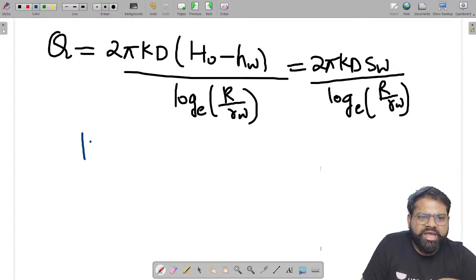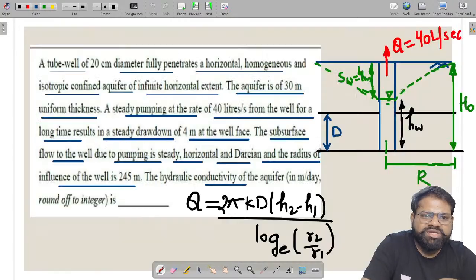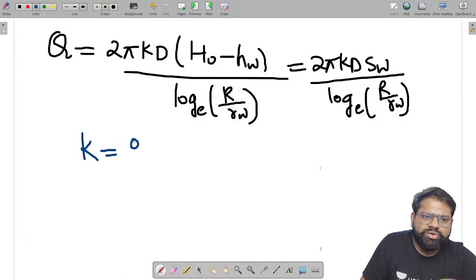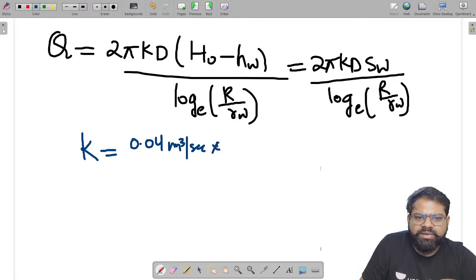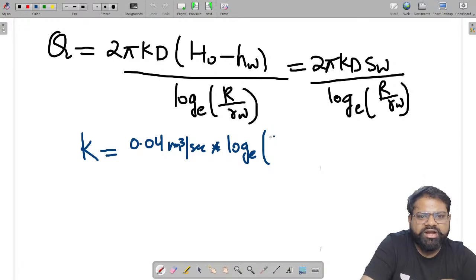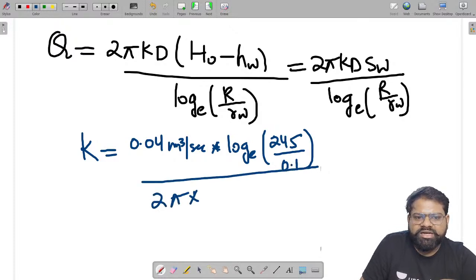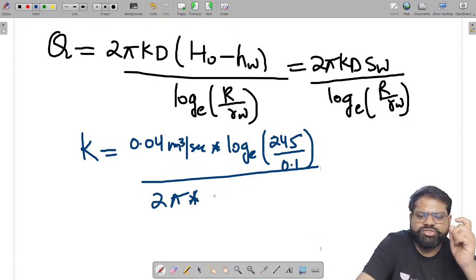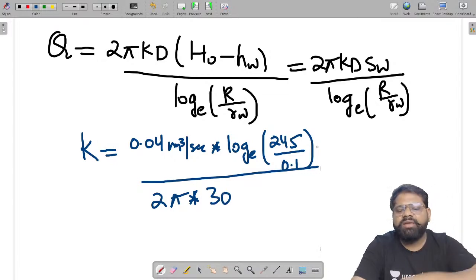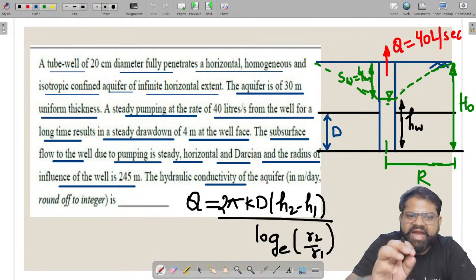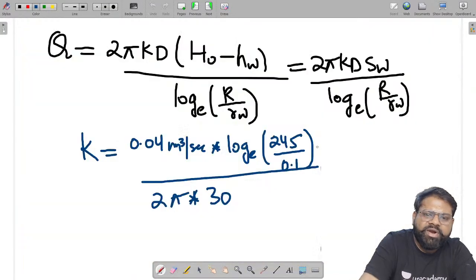So from here you can determine K is equal to Q, and Q is given as 40 liter per second, that is equal to 0.04 meter cube per second, multiplied by log of base e R, radius of influence is 245 and the radius of main well is 0.1 meter, divided by 2 pi multiplied by d. D is nothing but the thickness of aquifer, and it is given as 30 meter. So you will get the answer in meter per second, but it is said that you have to answer it in meter per day.